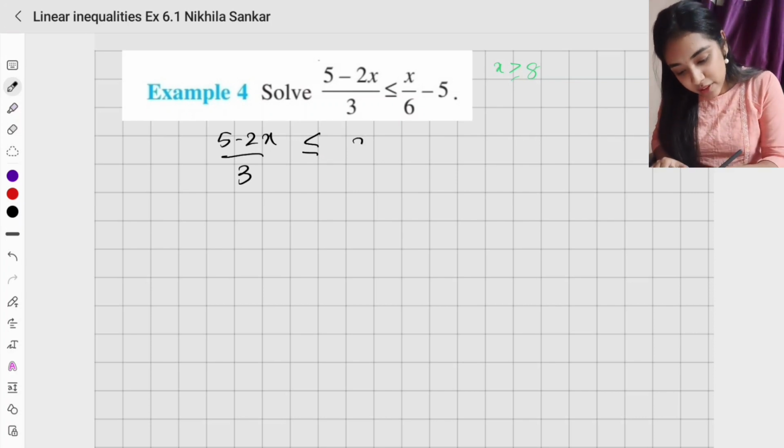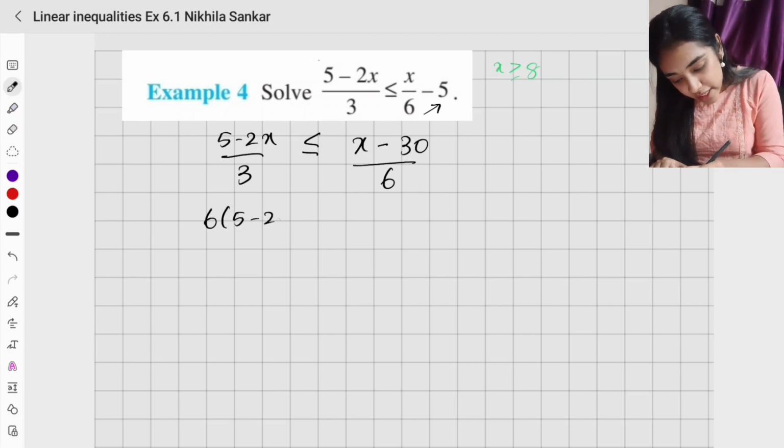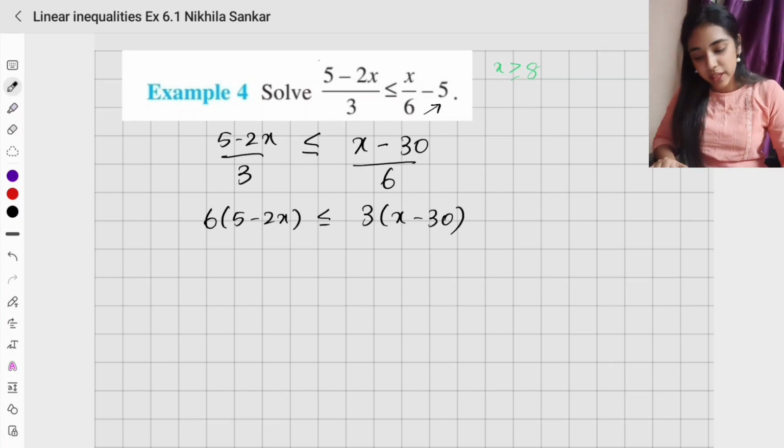So I'm going to take the LCM here. So I have x minus 6 5s are 30 the whole divided by 6. Okay, I'm taking the LCM at this point. That is all I'm doing. Now I'm going to cross multiply. So what will I have? 6 times 5 minus 2x less than or equal to 3 times x minus 30. I'm just getting rid of the denominator by cross multiplying. Okay. Now what will I have?